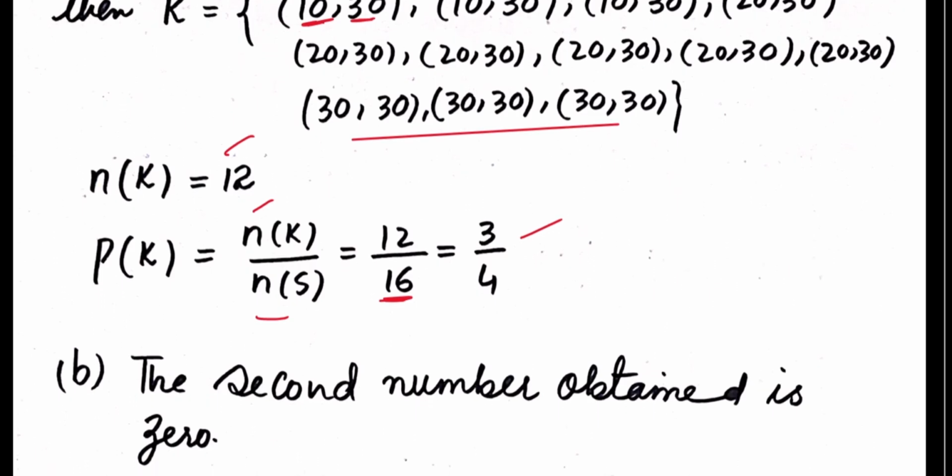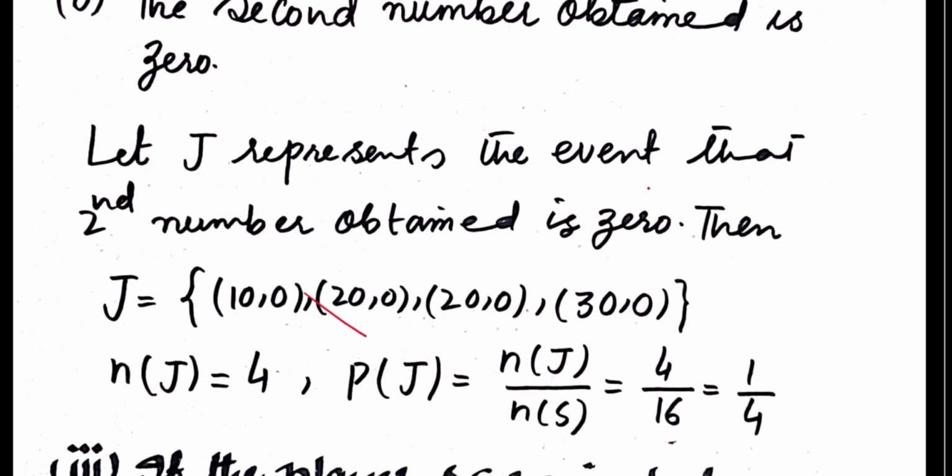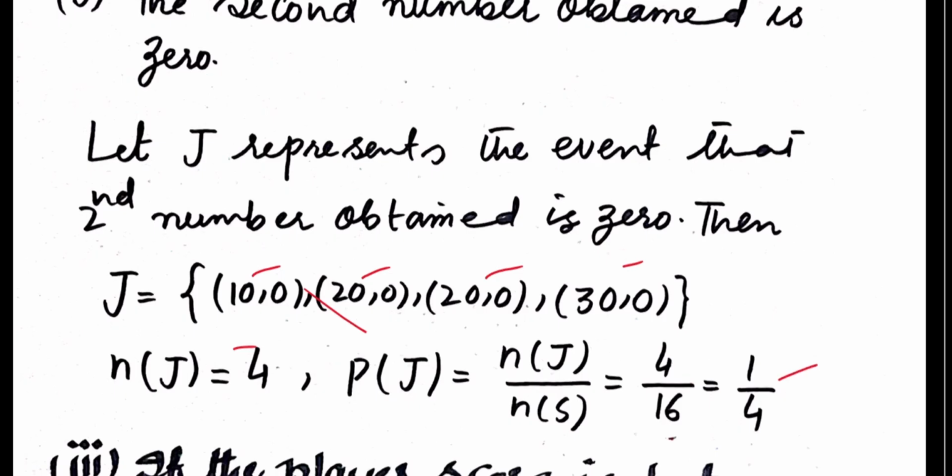Next we have to find the probability that the second number obtained is 0. Let J represent the event that the second number obtained is 0. This is given by 10 0, 20 0, 20 0, 30 0. These are 4, so the probability is 1 by 4.